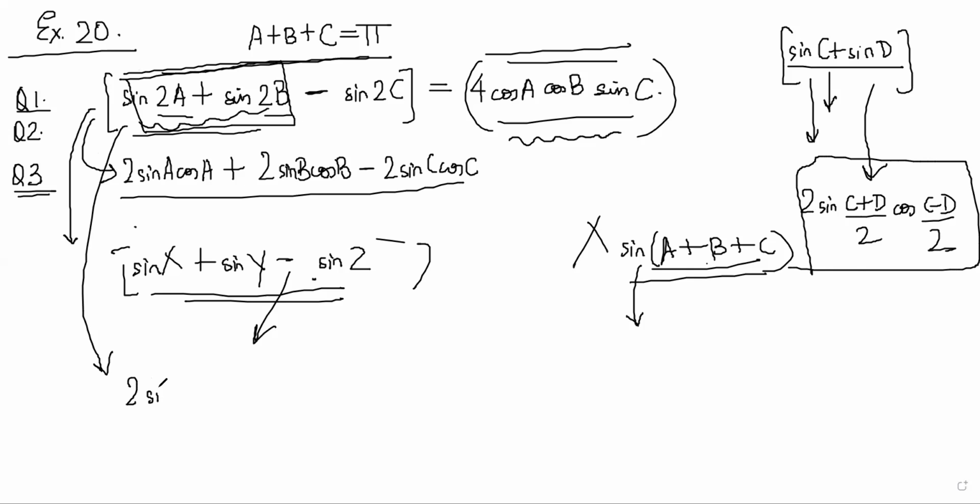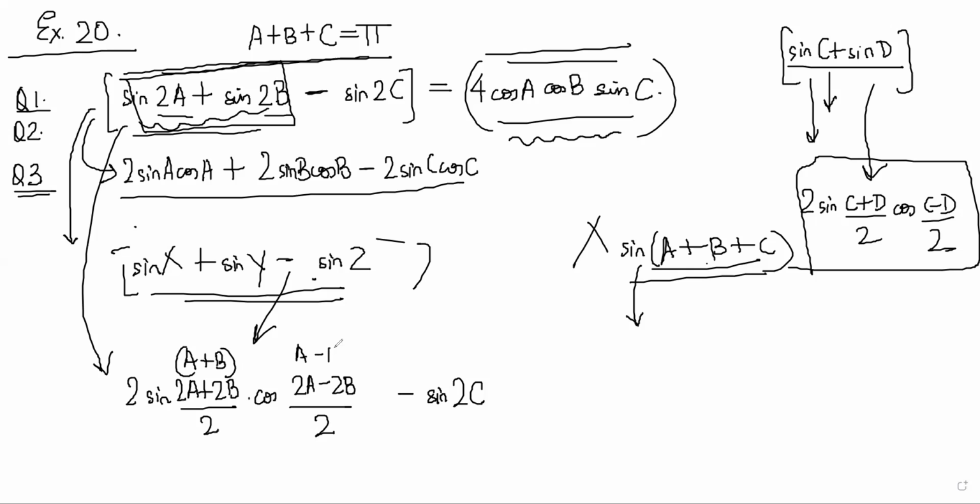So you can write 2 sine of 2a plus 2b by 2, cos of 2a minus 2b by 2, minus sine 2c. What is 2a plus 2b by 2? Sine a plus b. Yes, sir. And this is a minus b. So you have basically 2 sine a plus b cos a minus b minus sine 2c.